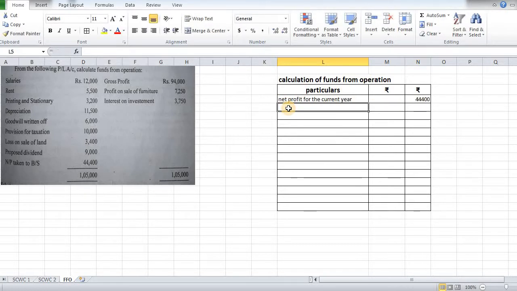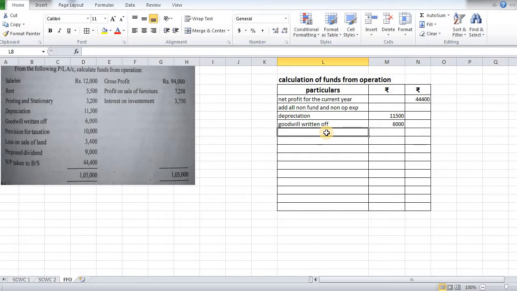44,400. From net profit, we have to add all non-fund and non-operating expenses which are debited to profit and loss account. So we will write add all non-fund and non-operating expenses. Earlier we identified various non-fund and non-operating expenses. The first is depreciation. The value of depreciation is 11,500. Next, goodwill written off. The value is 6,000.